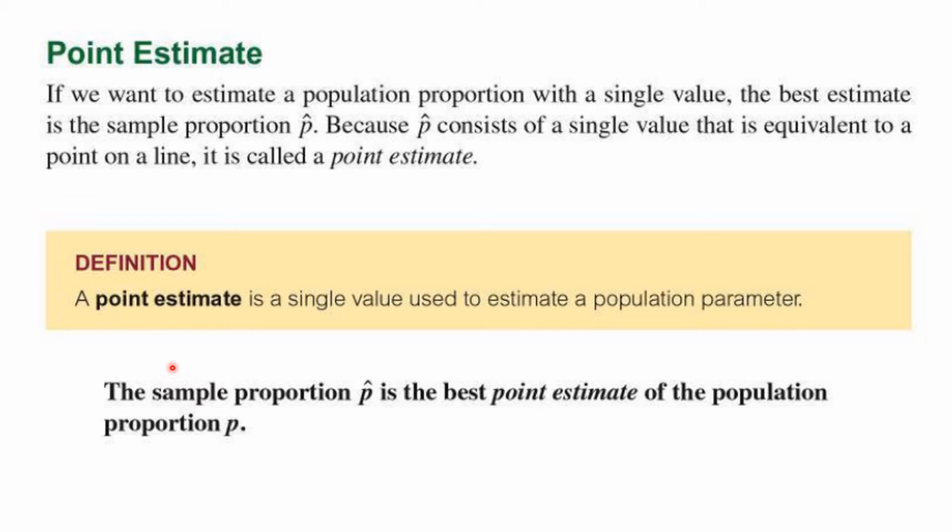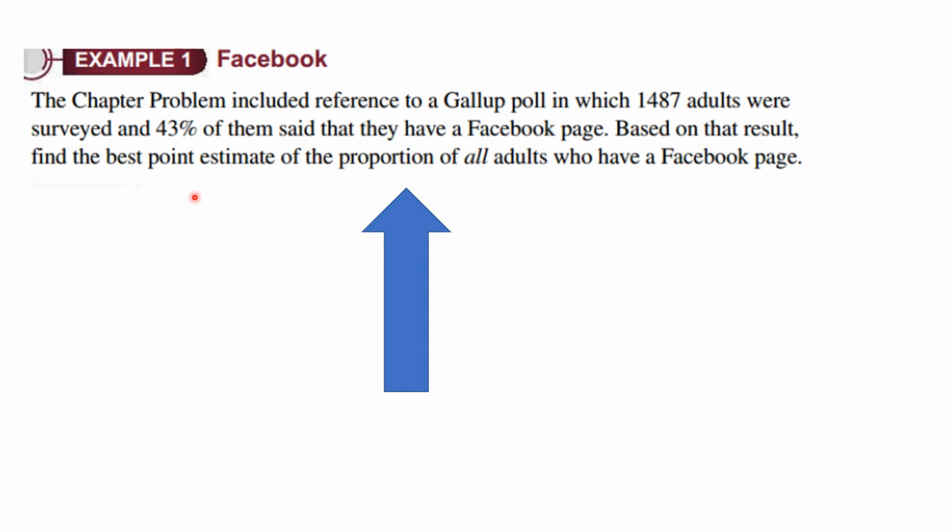And so here's the definition of a point estimate. A point estimate is a single value used to estimate a population parameter. In fact, if it's a good sample, the proportion p hat is the best point estimate of the population proportion. So for example, here's a problem.